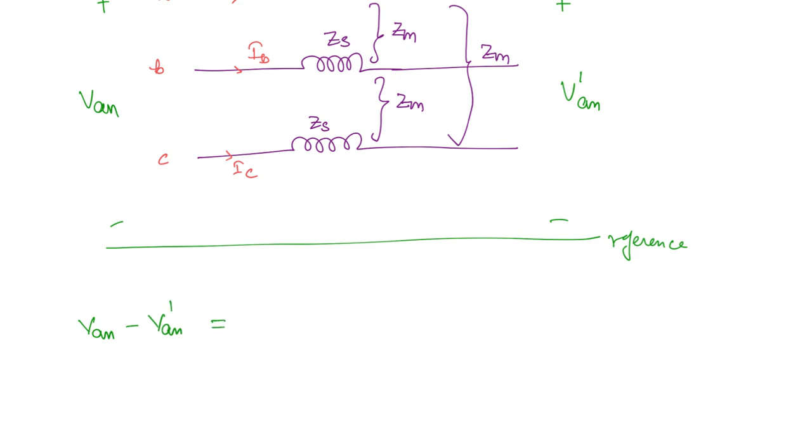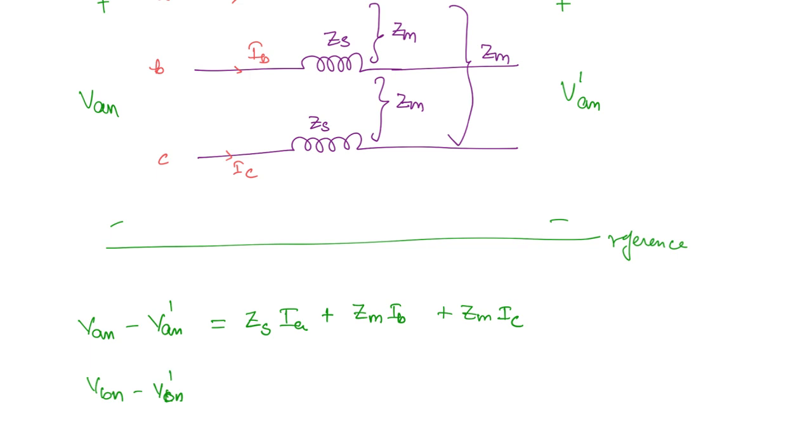This is equal to, for phase A, we are considering phase A first, ZS into IA plus, due to the mutual impedance, there will be a voltage drop: mutual impedance due to current IB as well as due to current IC. So this is one equation, this is for phase A. Similarly, you can write for the other two phases.